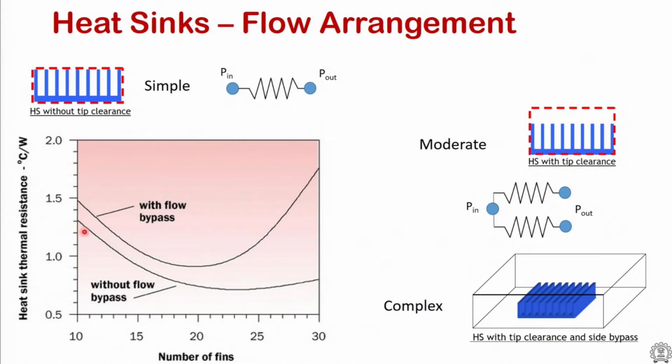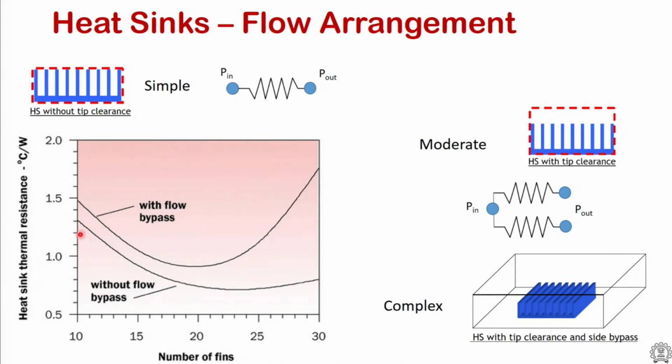Without flow bypass, as you increase the number of fins, the resistance keeps going down. We want to achieve as low a thermal resistance as feasible. As you add more fins, the thermal resistance goes down, but at some point it starts to go back up. We will discuss why it goes back up, but this is for a constant pressure drop situation, where the pressure drop across the heat sink, that is P inlet minus P outlet, is kept constant at a certain value.